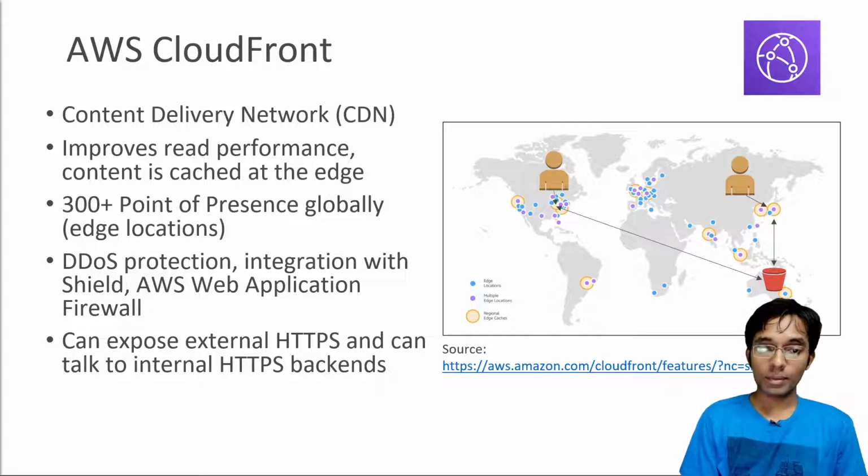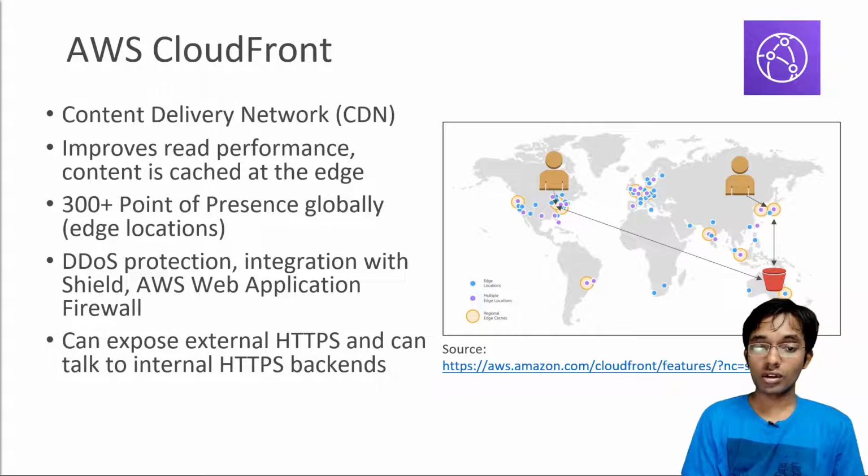So just the basics, CloudFront is a CDN, a content delivery network, and it helps you improve the read performance by caching content at the edge. And what is the edge? Well, here about 300 plus points. We have presence globally, edge locations, and AWS keeps adding edge locations over time. So this number may already be outdated.